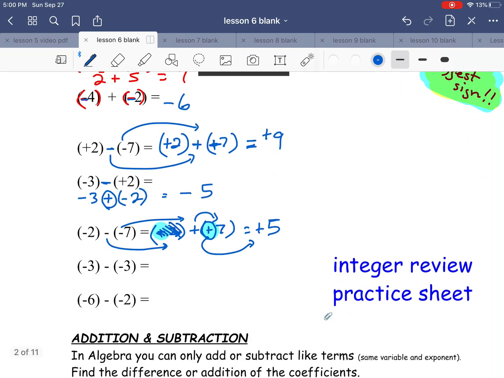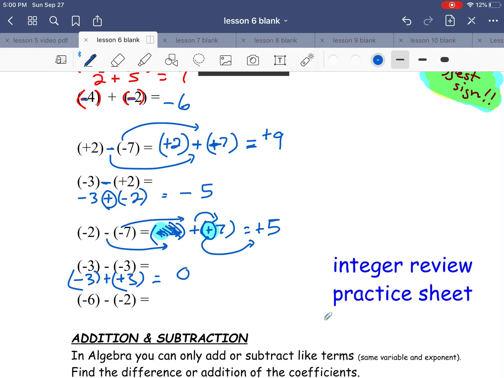One more little practice. Here again, if you have a -3, don't touch it. Minus became adding, and this became the opposite. Oh, easy. I have a -3 and I have a +3. You're subtracting. Well, 3 minus 3 is 0.